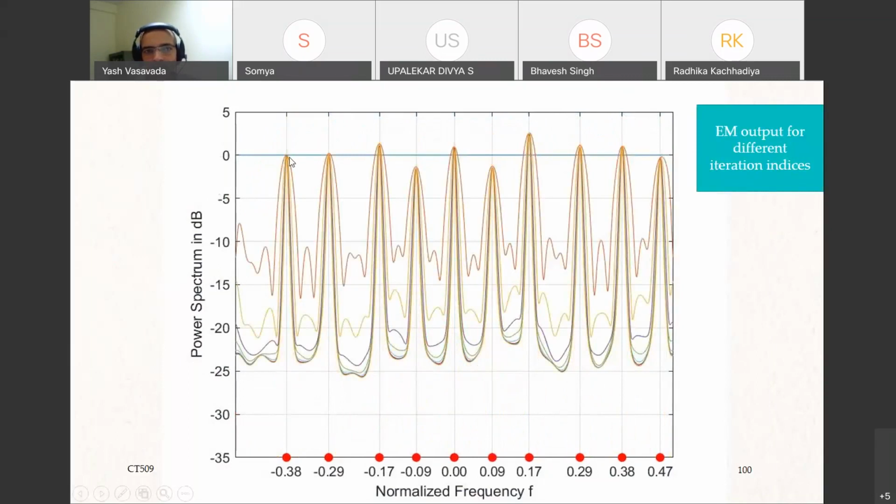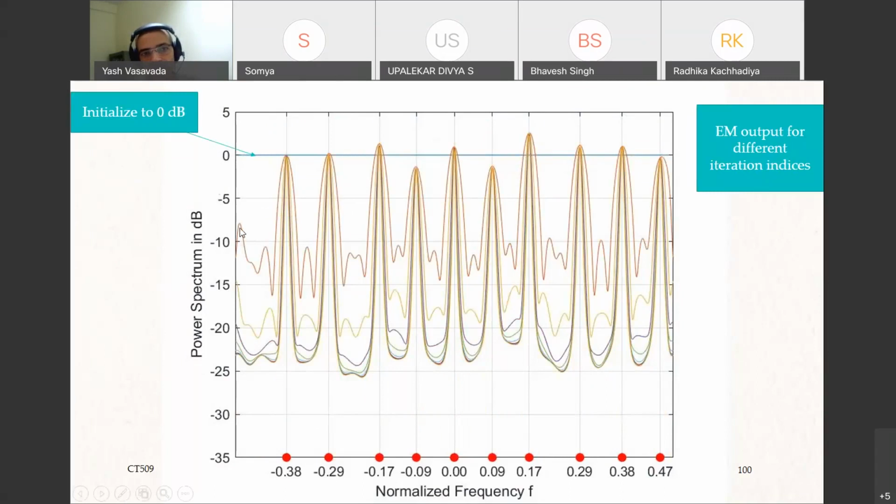When I initialized the algorithm, I made all of these capital M values between minus 0.5 to 0.5. I made all of them to be 1. And so that is why this initialization line, which is in the blue, is 0 dB. 1 in the logarithm domain is 0. And so that is why we get this one here.